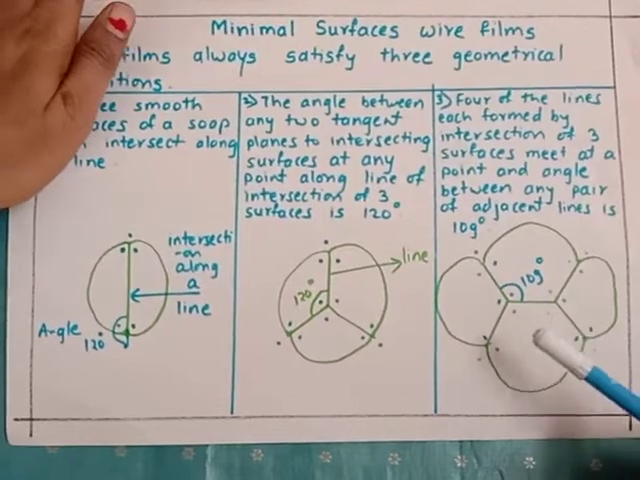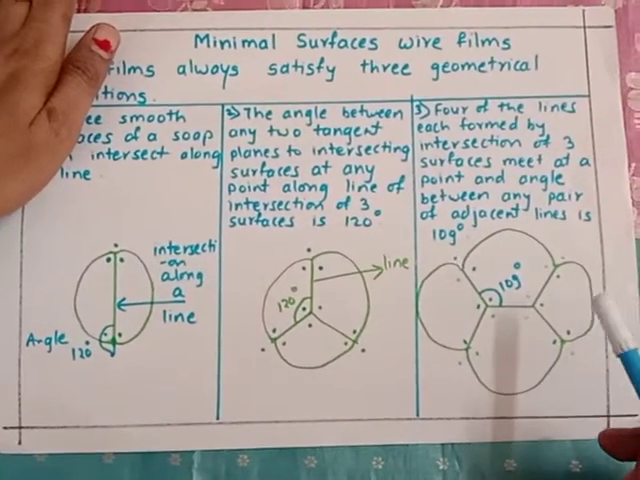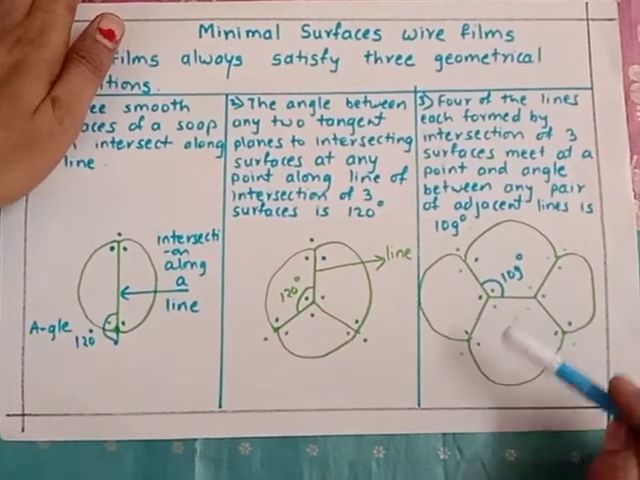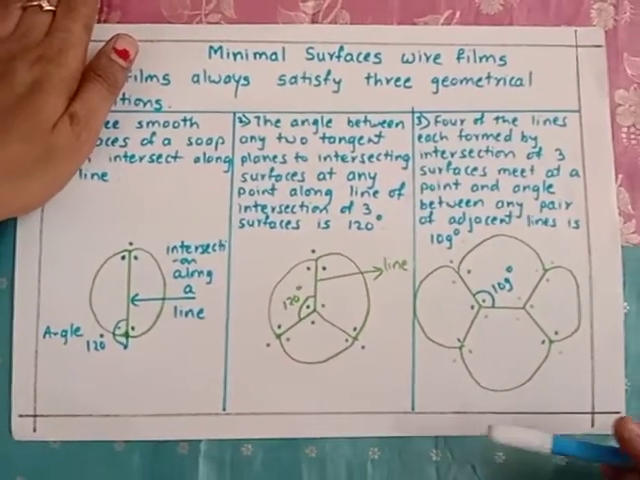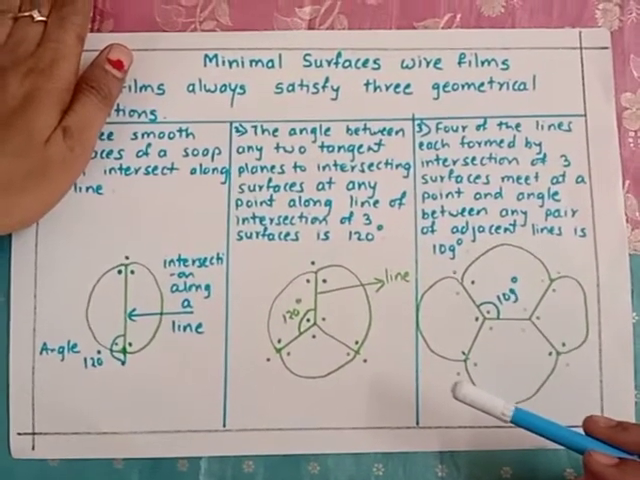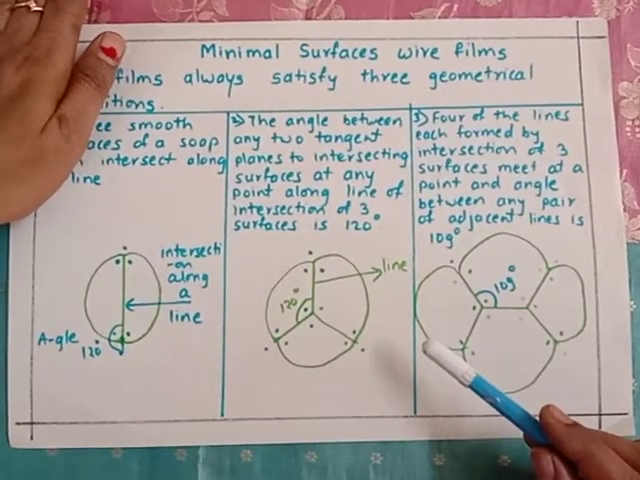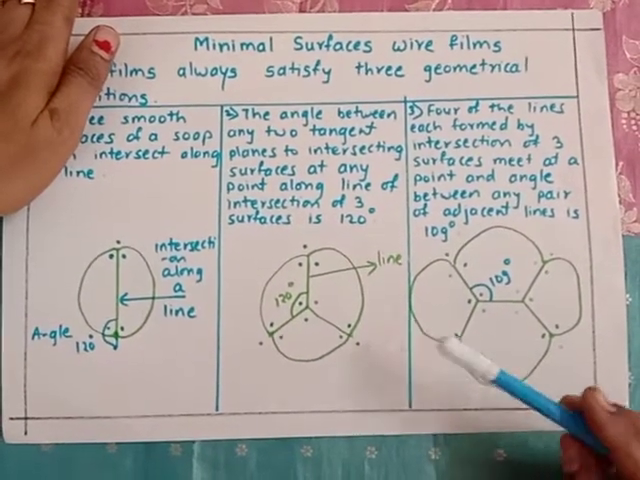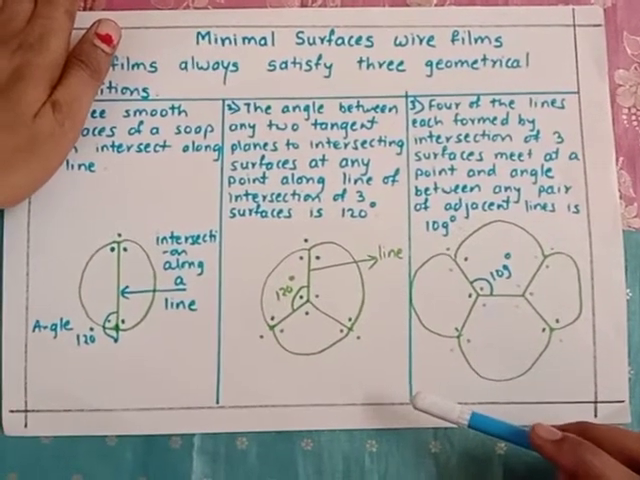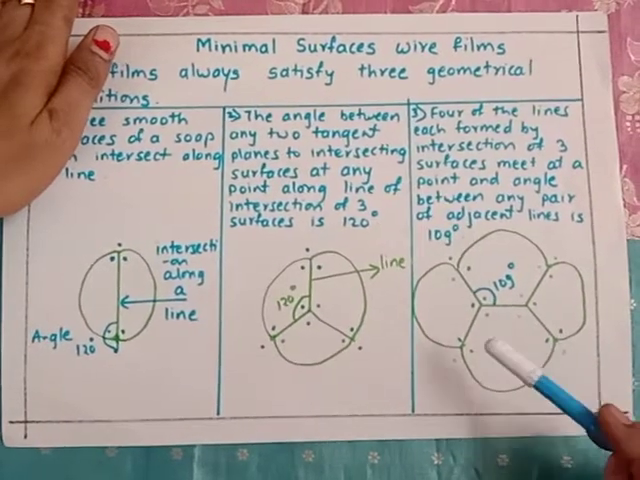So after satisfying all the geometrical conditions, we are getting the different shapes which are formed in the wireframes, and this is mathematically a very important demonstration, and this gives you a quick result for the formation of soap films. And the soap films always satisfy the least energy surfaces.